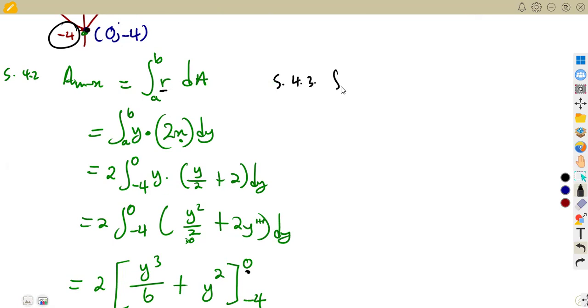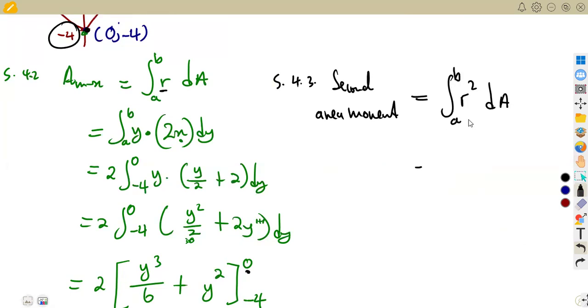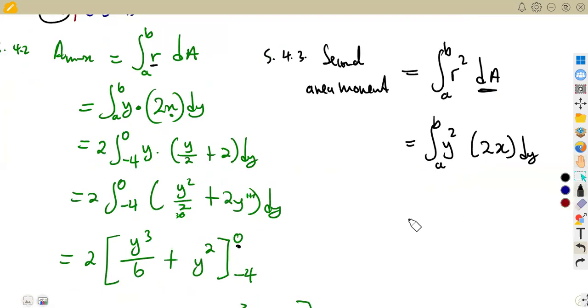So our second area moment is simply going to be the integral of, just going to square this. So that's r squared dA. So if you know the first one, the second one is direct. So that's it. Everything, nothing is going to change. So this means if this was y, this is going to be y squared. So that's y squared dA. Our area expression as it was 2x, because you're talking about two areas at the same time. So it's 2x dy. So everything, this one is just a continuation, a repetition.